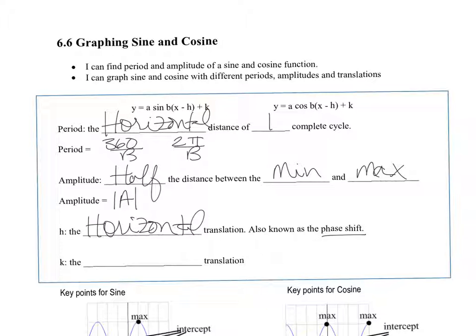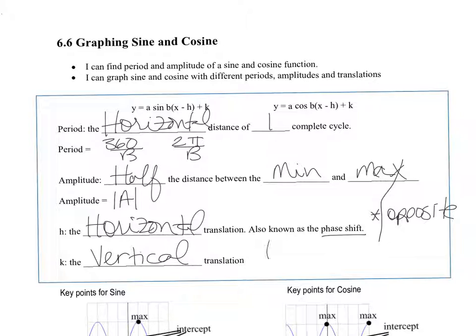It has that special name. Also remember that it changes to its opposite. So if you see x plus h, that's a move to the left. If you see x minus h, that's a translation to the right. K is the vertical translation, and it is what it looks like from the equation. Plus k means it's moving up. Minus k means it's moving down.